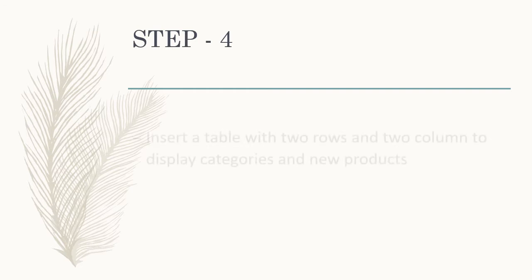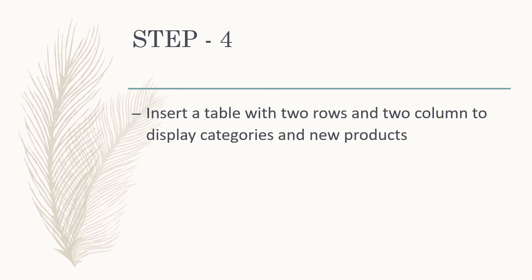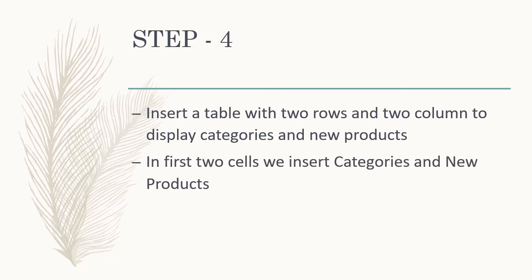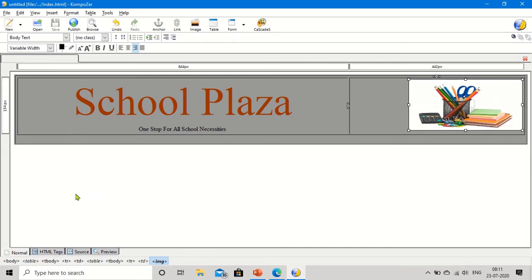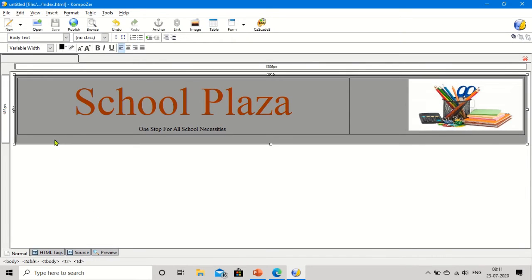Tip number 4, insert a table with 2 rows and 2 columns to display categories and new products. In the first 2 cells, we will insert category, I mean the first cell, and the second cell will hold products, new products. So let's see practically. So here I am going to create a table with 2 rows and 2 columns.